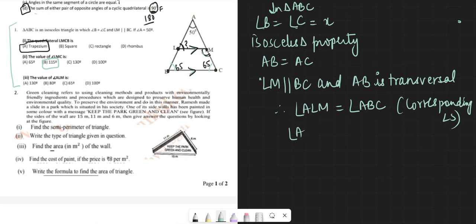We've already calculated angle ABC as 65 degrees. So therefore, angle ALM would be the same, 65 degrees, because they're corresponding angles. So here again I'll go for 65 degrees.